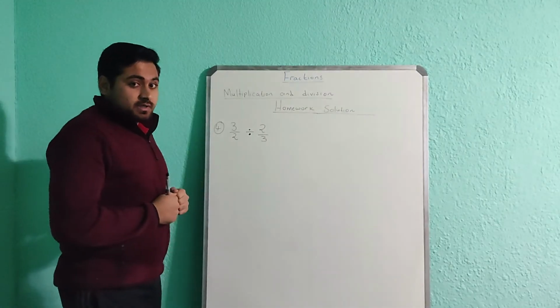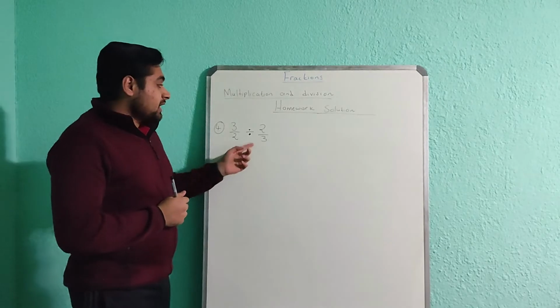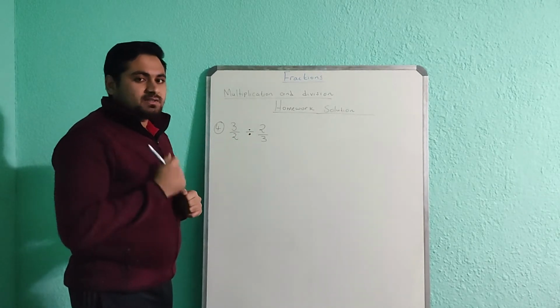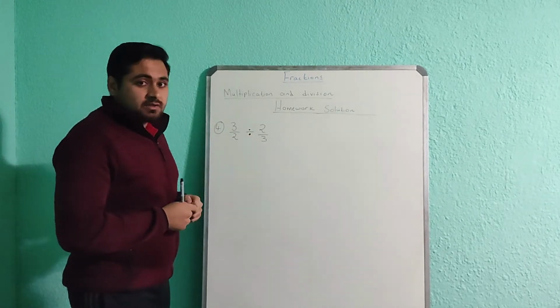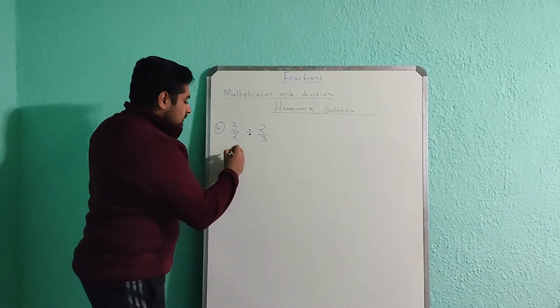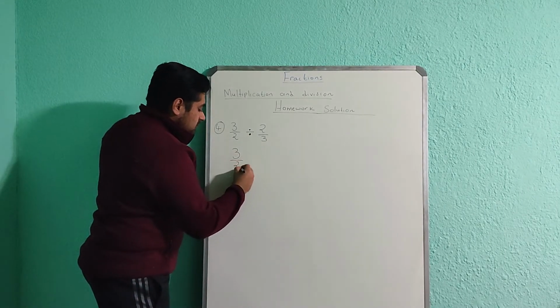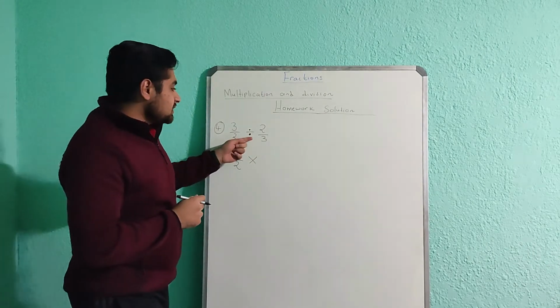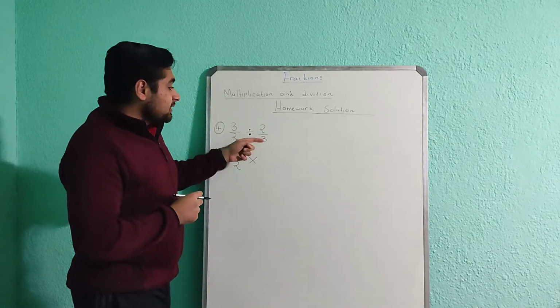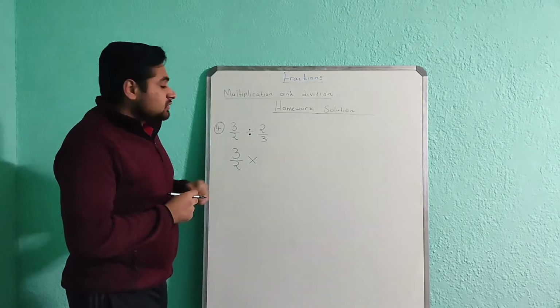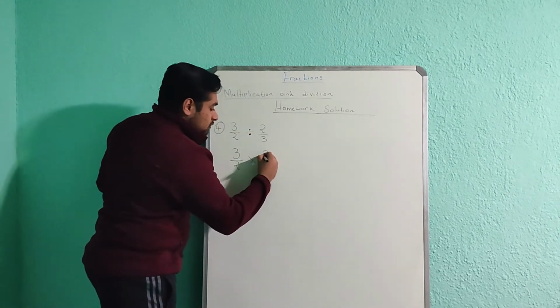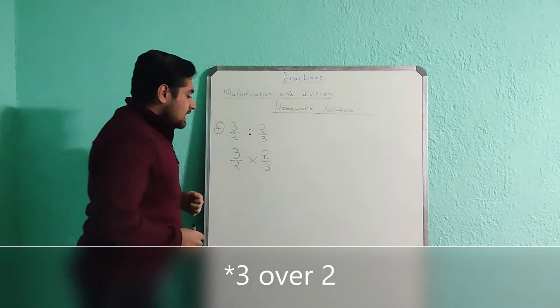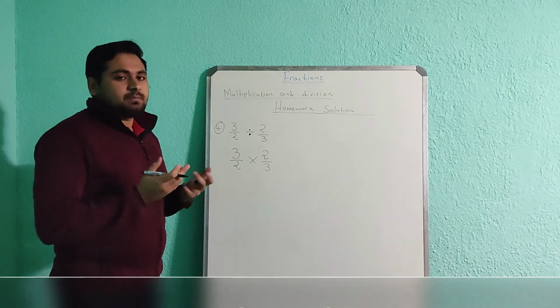Now, the question 4 says 3 over 2 divided by 2 over 3. What is step 1? Convert the division sign to multiplication sign. So we have 3 over 2, change the division to multiplication. What step 2 says, if you are changing division to multiplication, it means you need to swap the next fraction. So the 3 over 2 becomes 2 over 3. Hence, from now on, we perform the multiplication steps.